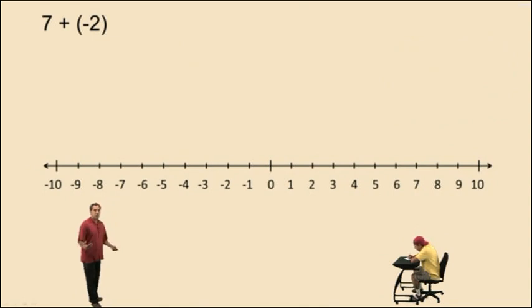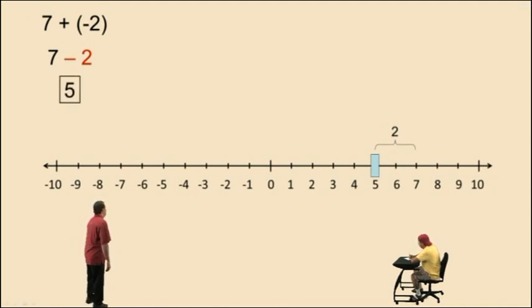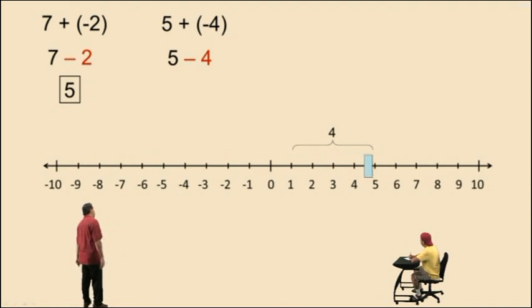So now, let's try some problems. 7 plus a negative 2, we're adding a negative 2. We're going to change that to 7 subtract a positive 2. And 7 subtract a positive 2 is equal to 5. There you go. How about 5 plus a negative 4? That's the same as doing 5 subtract a positive 4. And 5 subtract a positive 4 is equal to 1.